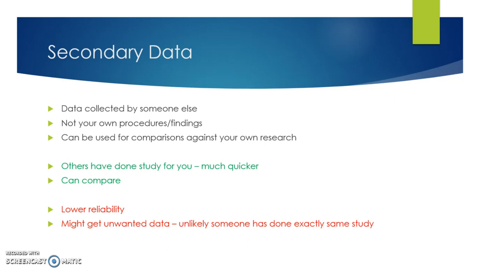The other type of data is secondary. This is data that is collected by someone else, because the procedures and findings are not your own. This data can be used for comparisons if you have done your own research as well.